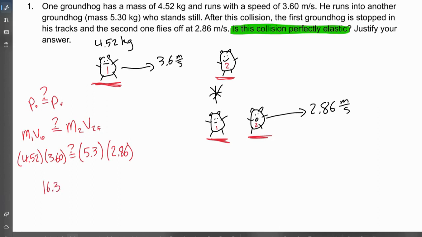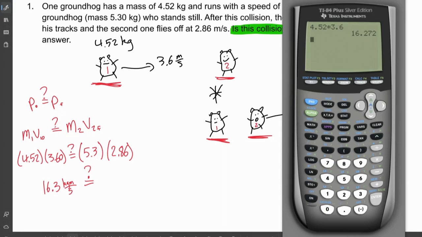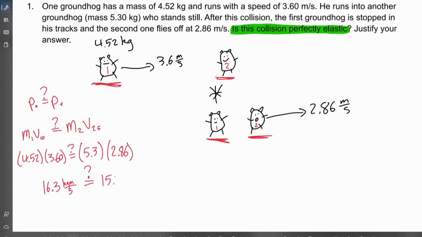16.3. Oh, and remember, this is a momentum. What units does momentum have? Kilogram meter per second, right? Mass times velocity. So that's what I have on the left, and I need to see, is this equal to, question mark equals, 5.3 times 2.86. 15.2 kilogram meters per second.